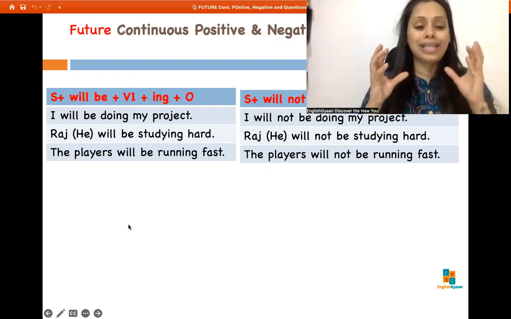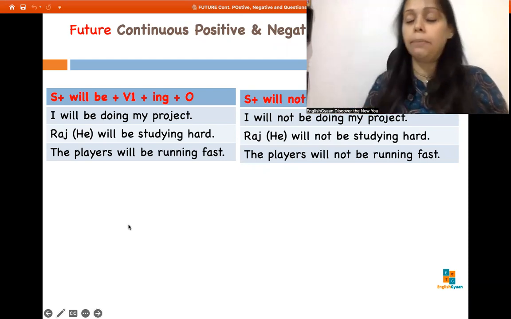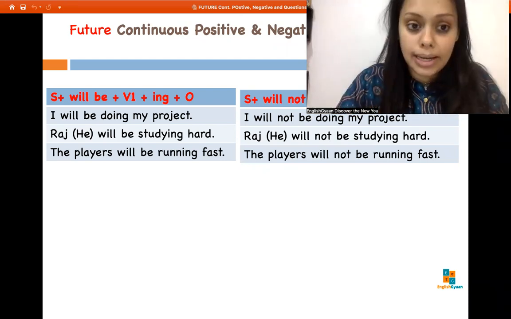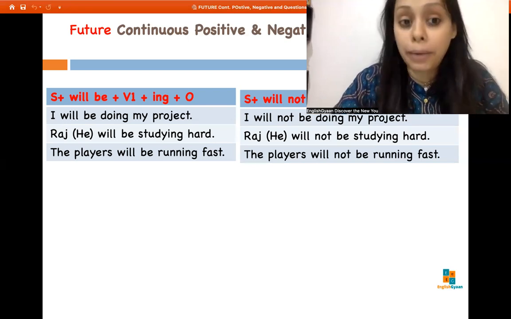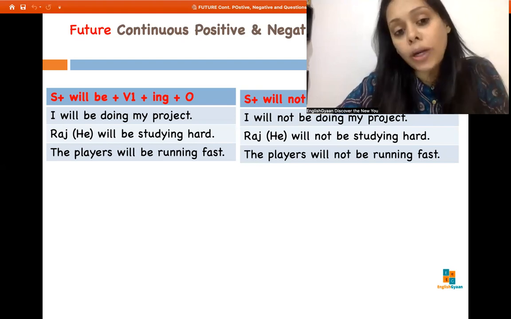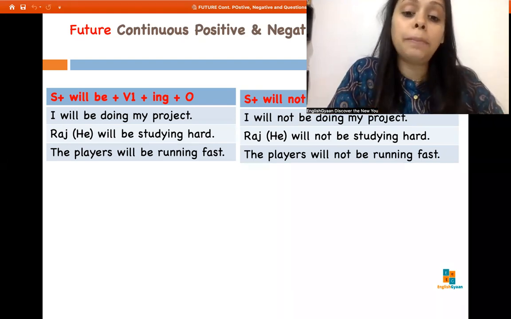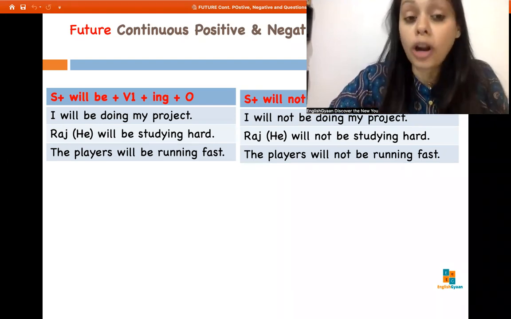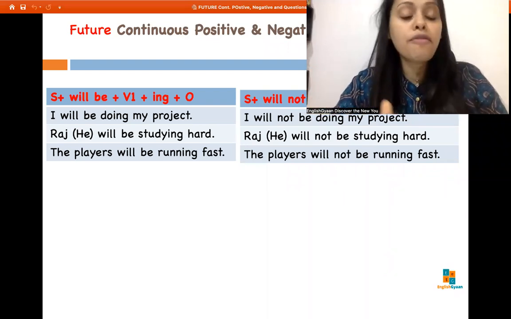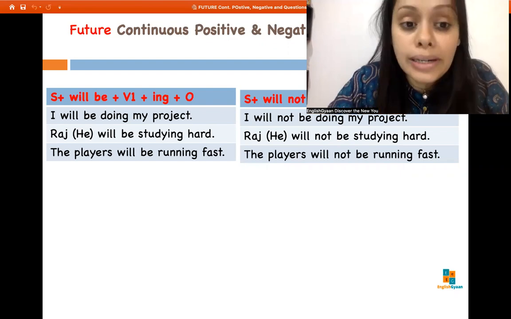Now, coming to questions. Now, one more thing. Before I go to questions, the short form of will not is won't. Rather than saying I will not be doing, I will say I won't be doing. Raj will not be studying, Raj won't be studying. Players will not be running, players won't be running. The short form of will not is won't.